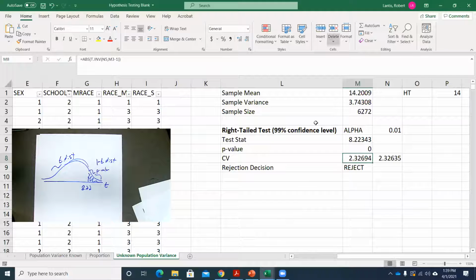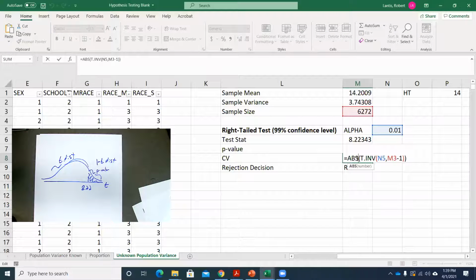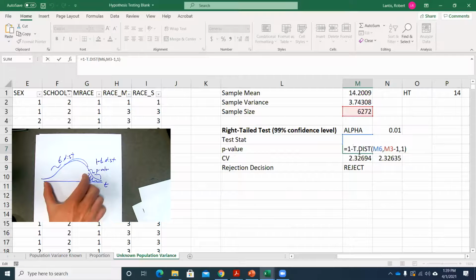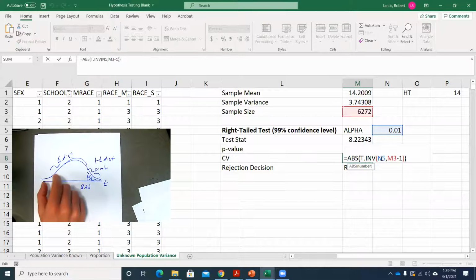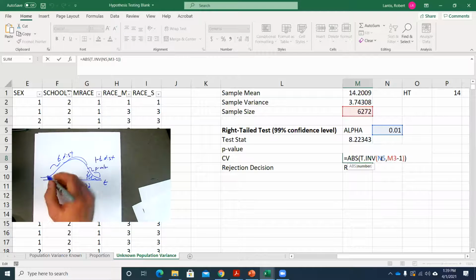Oh, sorry. I thought I understood, but I just got a little confused. When you use the absolute function instead of doing the 1 minus, I know with the right side that you usually do 1 minus t.dist or t.inv. Oh, so if we were doing the p-value, that's where we had to do the 1 minus, right? Because there we're dealing with the areas on each side of this value. We're looking at critical values, right? We're always going to have to tell Excel the area that's to the left here.